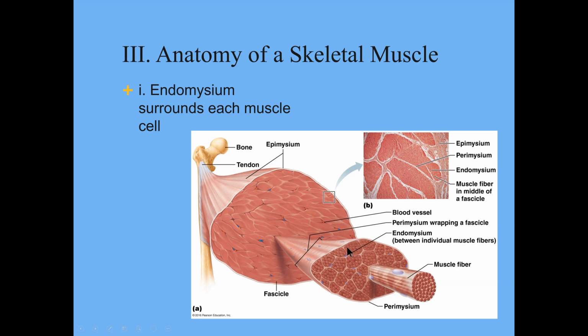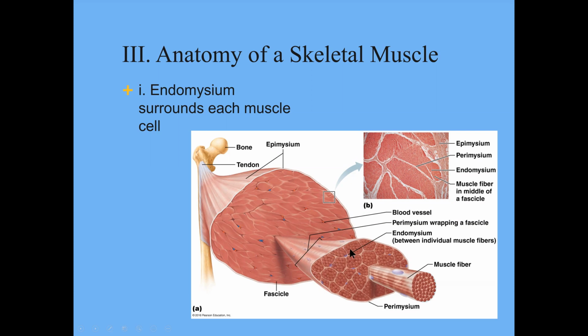It's the covering around an individual muscle cell, and the covering around a fascicle, which is a group of muscle cells, is called a perimysium. So we have an epimysium, a perimysium, and an endomysium, okay? And we'll see that again when we look at nerves, okay? We have an epimysium, which is the covering around the entire muscle. Notice the muscle is attached to bone by way of a tendon. Ligaments attach bone to bone. Muscles are attached to bone by way of tendons, okay? We have an epimysium, a perimysium, and an endomysium.